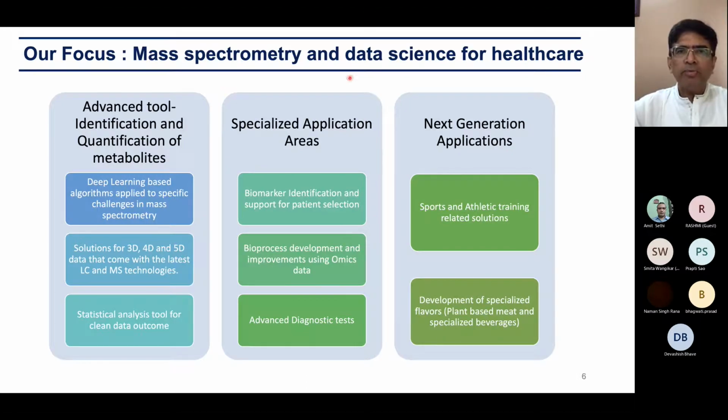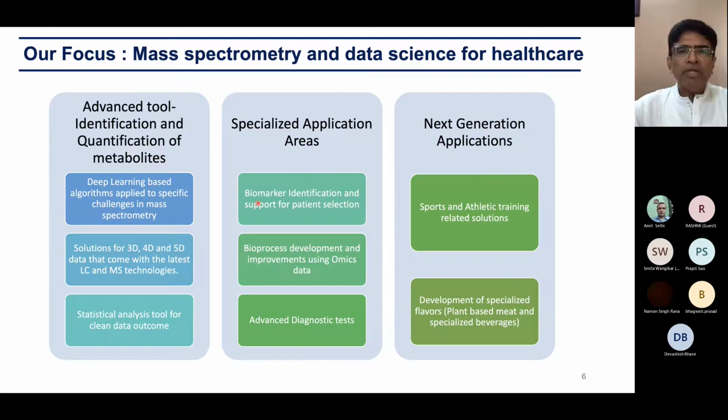This is what we do: mass spectrometry and data science for healthcare applications. On one hand, we are developing software for identification and quantification of metabolites, where we use deep learning based algorithms to address some of the challenges in mass spectrometry data analysis. The data is quite noisy, and I'll show you some examples. The data is complex. It has 3-dimensional, 4-dimensional, and even 5-dimensional nature because of the different dimensions in which one can separate the molecules. I showed you 2 dimensions, chromatography and M by Z, and there are additional dimensions. And then there is analysis of such complex data using statistical tools.